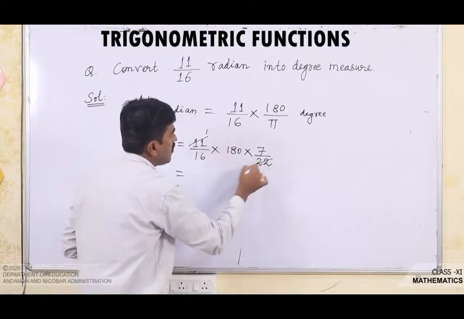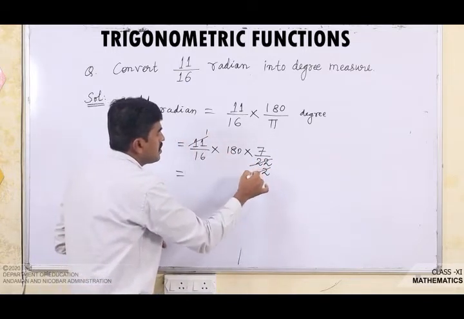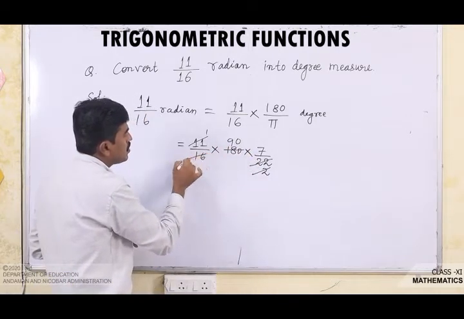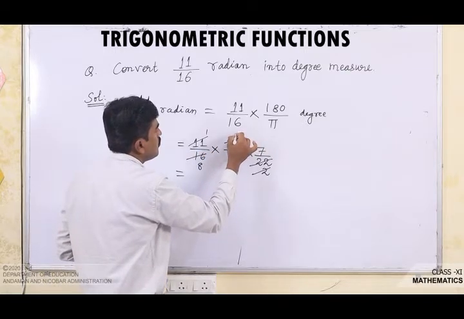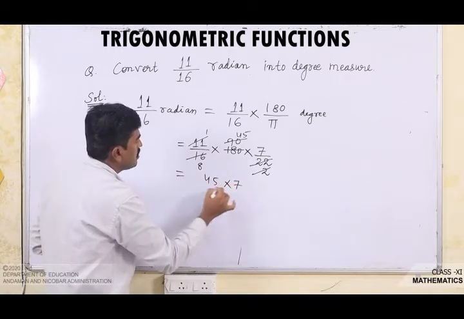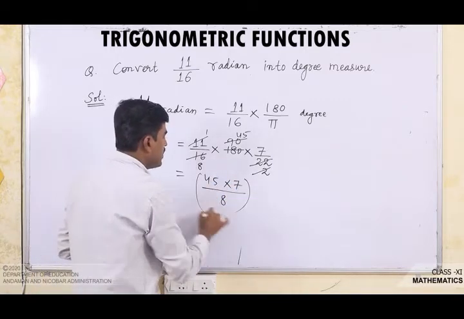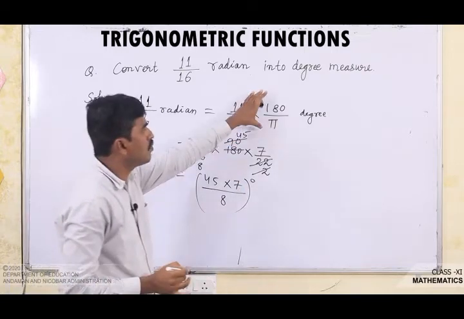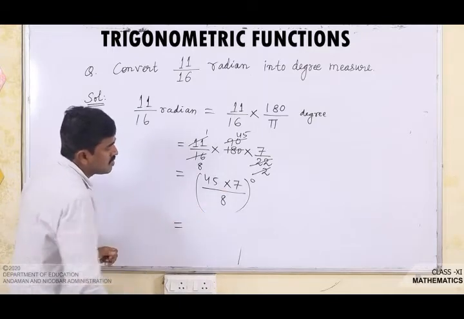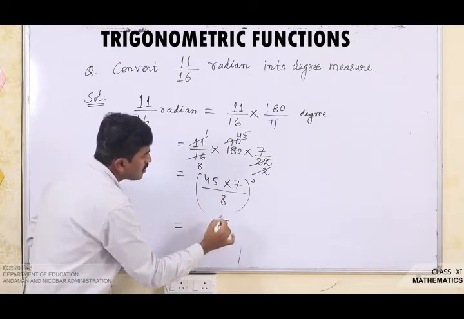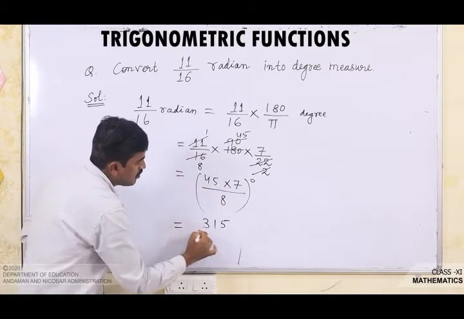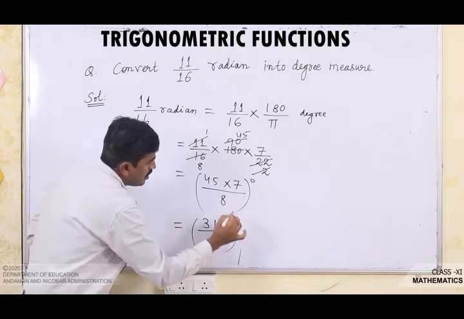So 11 1s are 11, 11 2s are 22. Now it is 2 9s are 90. Then we will get 2 8s are and 2 45s are 90. Okay. So it is 45 into 7 divided by 8. Now it is in degree, as we have multiplied it with 180 by pi. So 45 into 7 by 8, that is equals to 7 5s are 35, 3, then 3 is balance there, 7 4s are 28 is 315 divided by 8.